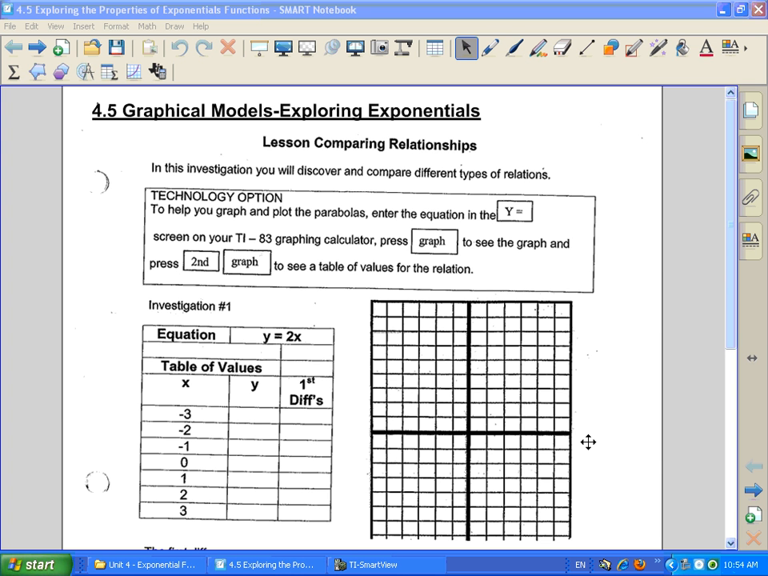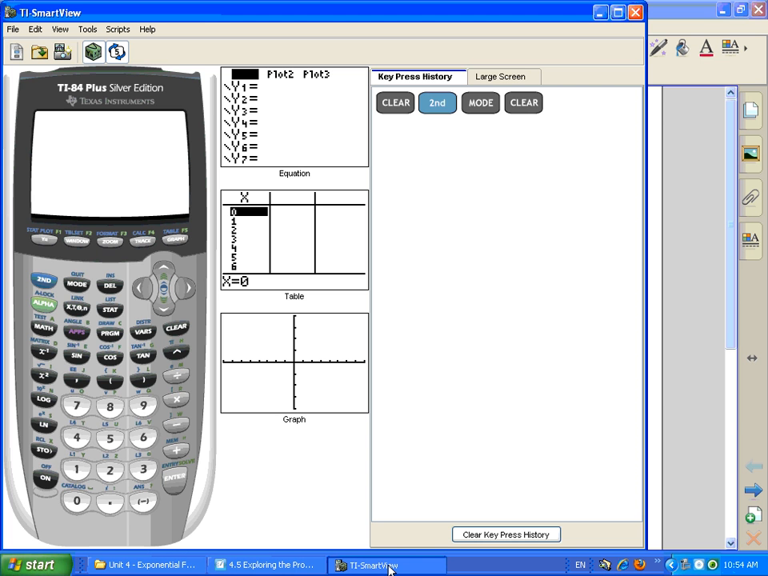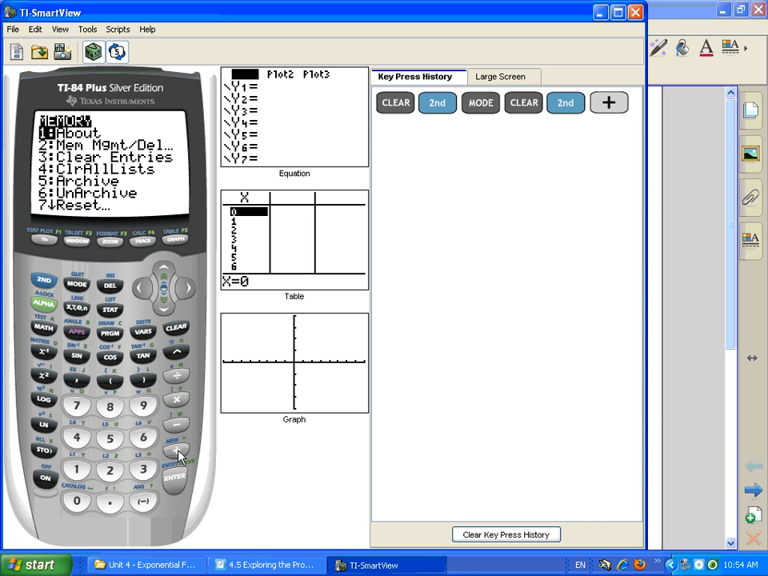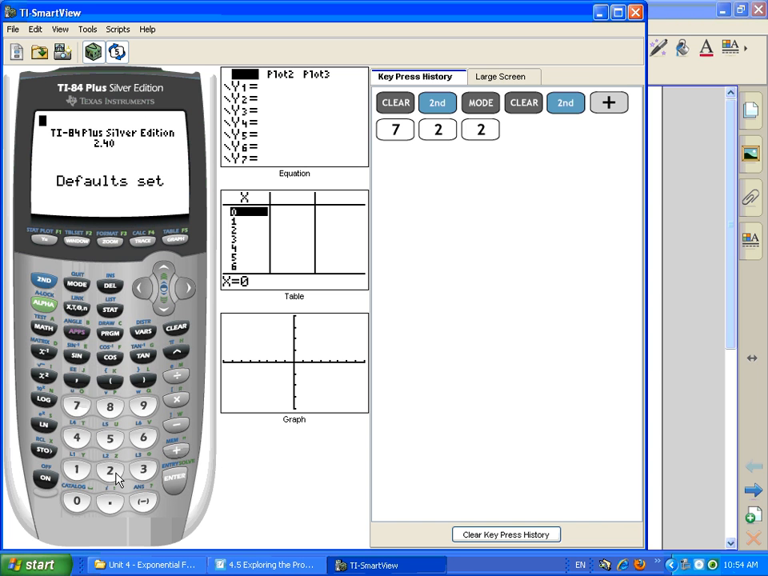So hopefully you can find a graphing calculator either on my website or I will show one here through the video. I'll just have to flip back and forth. So the first thing we want to do is reset our calculator. So we go to our calculator, we go second function plus 7, 2, 2. That defaults the sets, so it resets it.